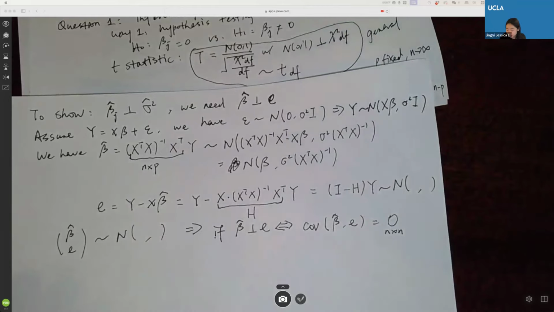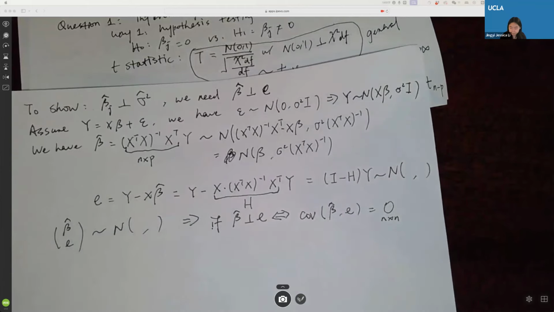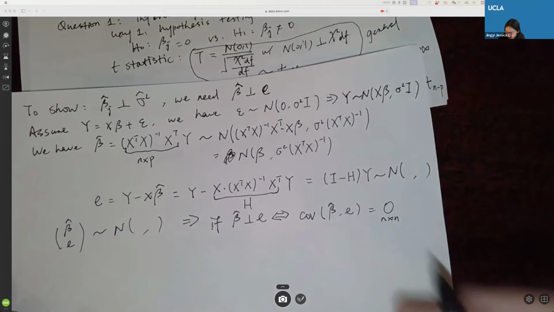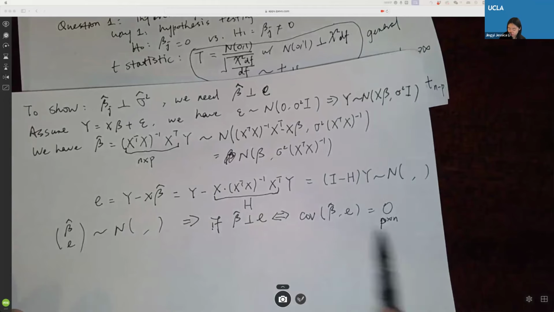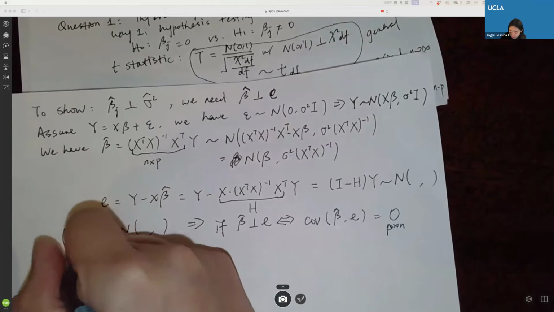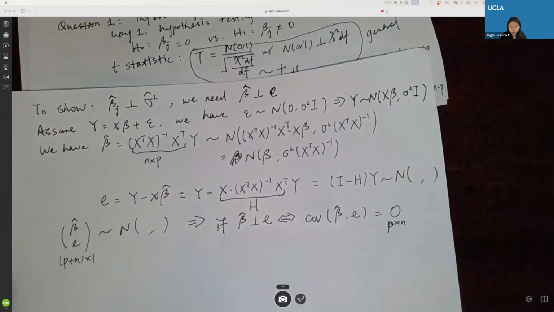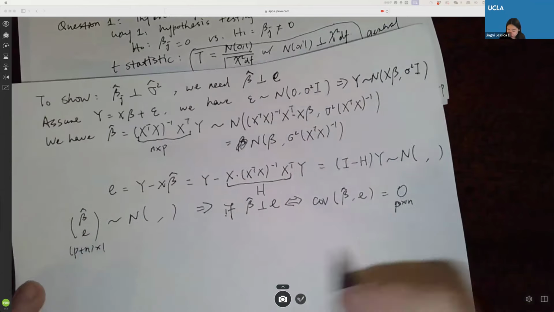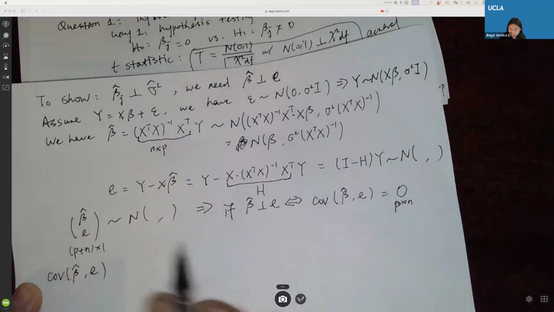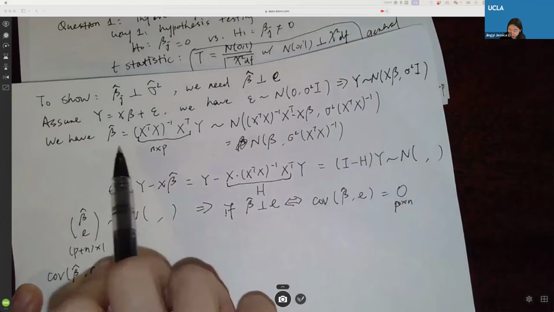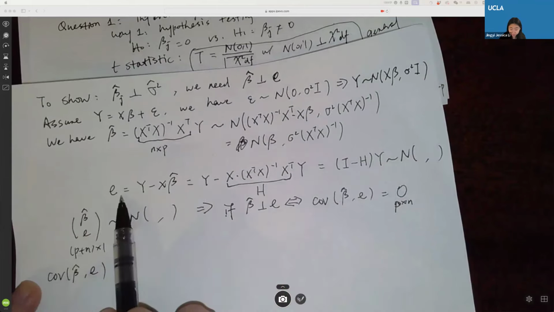All right, so what remains is to show this covariance being a zero matrix. So let's take a look. Oh, I think I made a mistake. Sorry, it's p by n, because beta hat is p-dimensional and E is n-dimensional. And also here, this should be a p plus n by 1 dimensional vector. To show this covariance matrix, we will again use what we already know about the definitions of beta hat and E.